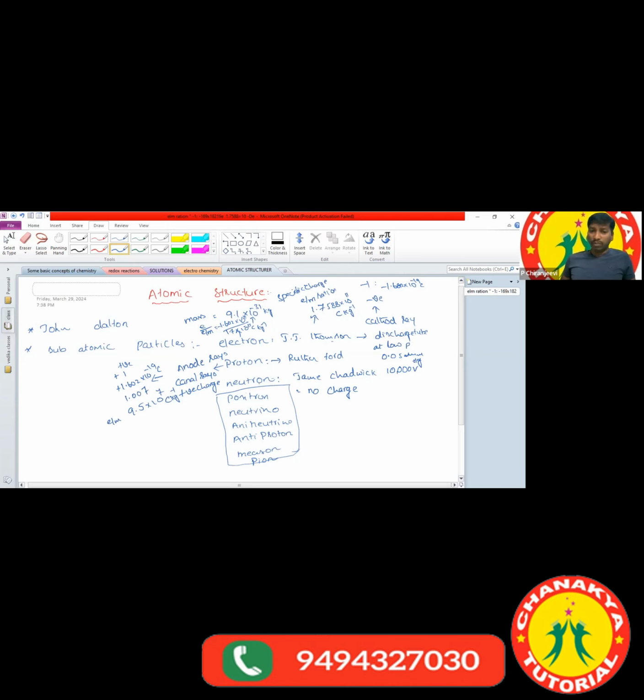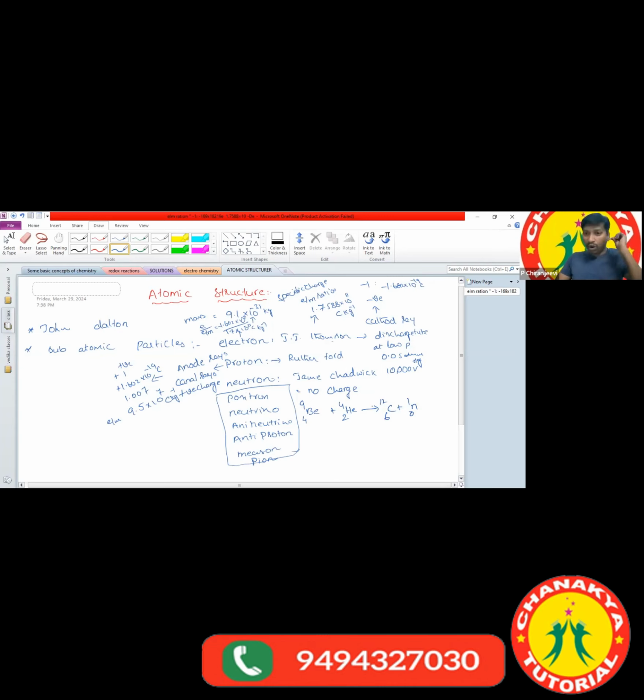How did they find the neutron? When some element, beryllium, is used. What is the atomic number of beryllium? The atomic number of beryllium is 4, and the atomic mass is 9. It is treated with an alpha particle, helium with 2 and 4. When beryllium is bombarded with the alpha particle, it forms carbon, C6-12, plus a neutron, 0-1.